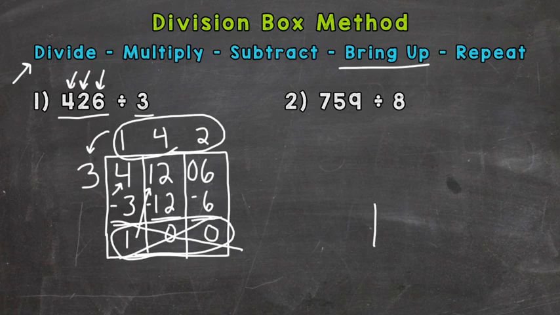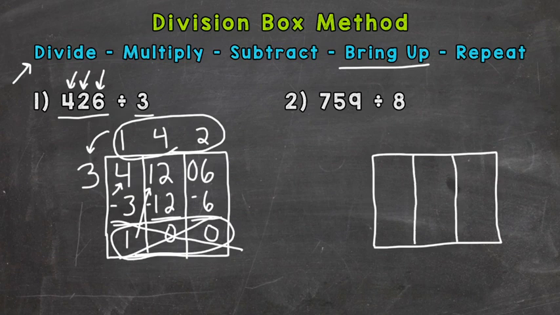So let's draw our box or rectangle to start off here. And we have a 3-digit dividend, so we need 3 sections here. 759, and our divisor of 8. So we're set up and ready to go through the process. So the first step, divide. How many whole groups of 8 can we pull out of 7? Well, we can't do that. So we need a 0 here. 0 times 8 is 0. Subtract. 7 minus 0 is 7. Now we bring up that 7, and we have 75.